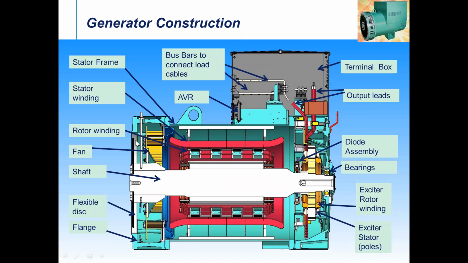From the left-hand side, this is a flexible disc, and there is a flange, a shaft, again a fan, a rotating rotor winding, stator winding, stator frame, and bus bars, or you can make it a lead wire connection for the output cables. Then a terminal box, which is very important as a protection part, where IP23 or IP55 enclosures are given based on the customer demand, and the leads are connected, and outgoing power is taken from this area.